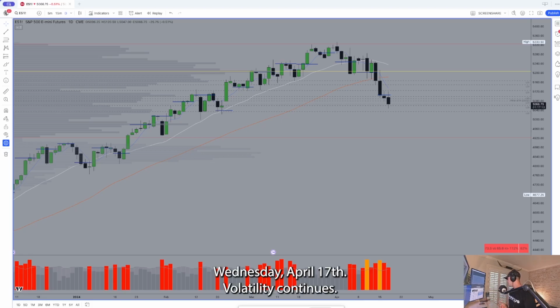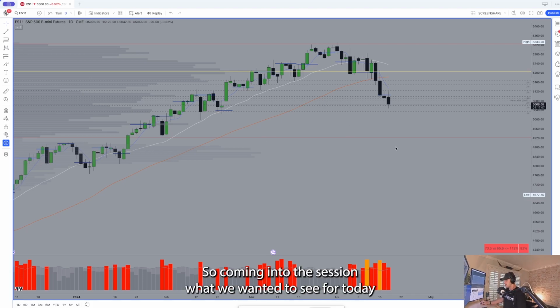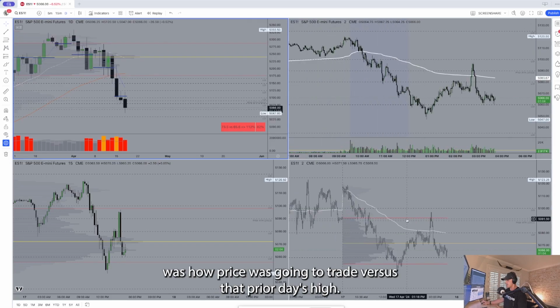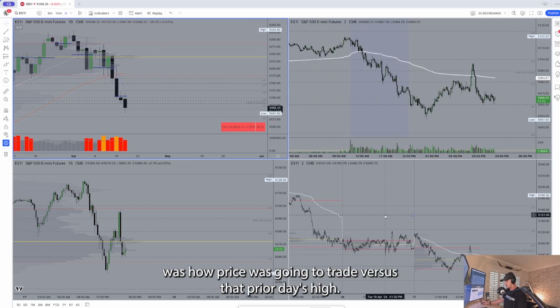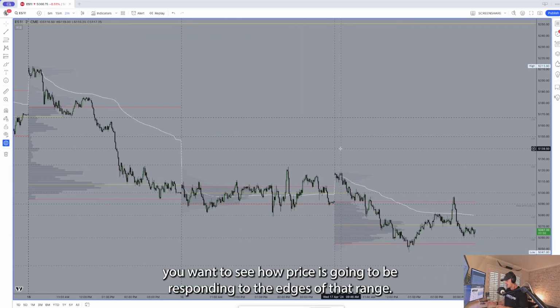Alrighty, Wednesday, April 17th, volatility continues. Let's break down the action today. So coming into the session, what we wanted to see for today was how price was going to trade versus that prior day's high. Anytime we have a tighter range like we had yesterday, you want to see how price is going to be responding to the edges of that range.